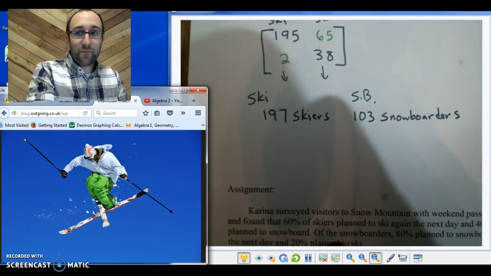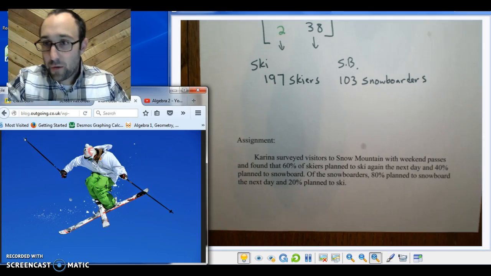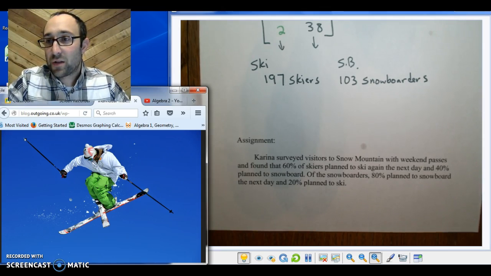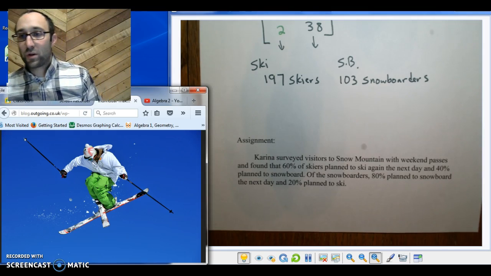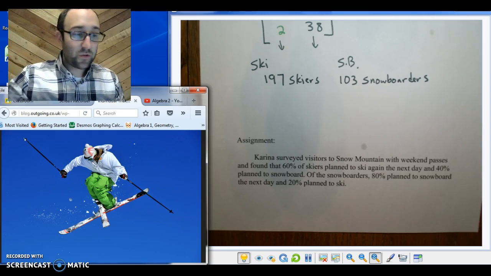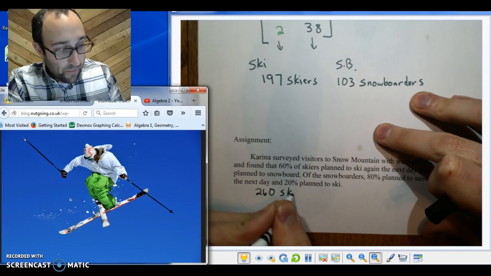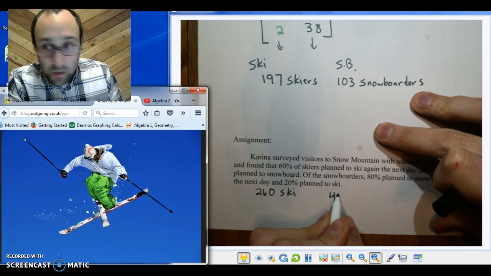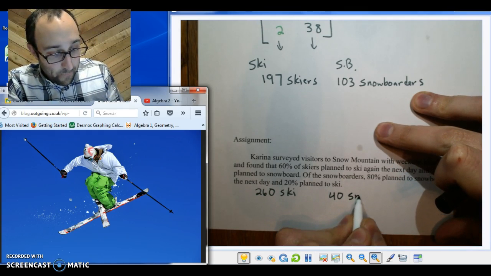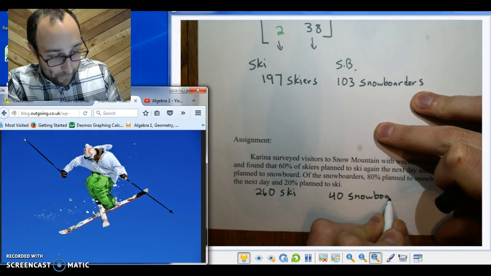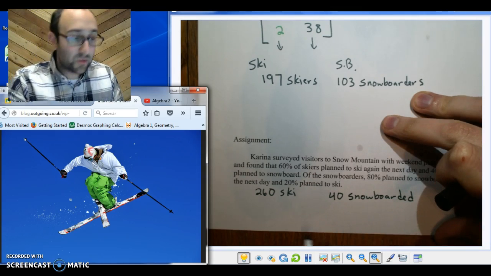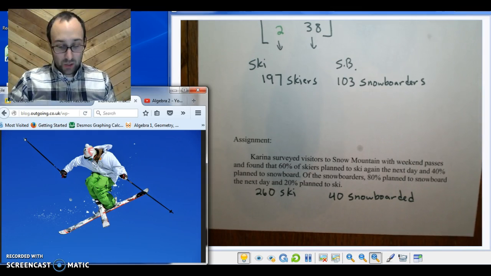Here is your assignment. It says, Karina surveyed visitors to Snow Mountain with weekend passes and found that 60% of skiers plan to ski again the next day, and 40% plan to snowboard. Of the snowboarders, 80% plan to snowboard and 20% plan to ski. So what we're going to do is use the same numbers: 260 skied the first day, and 40 snowboarded. So we're going to use the exact same numbers, just the percentages are going to change.